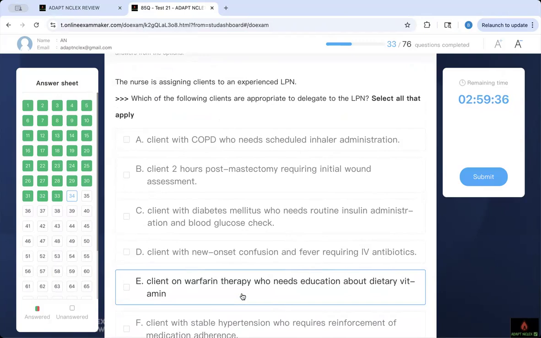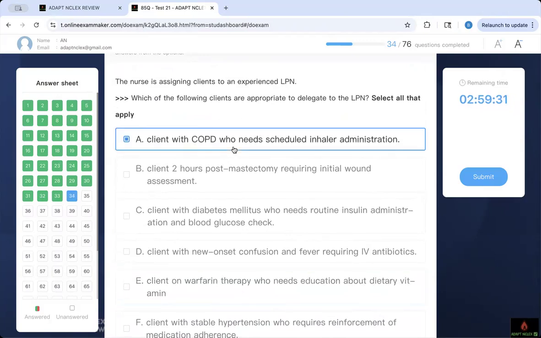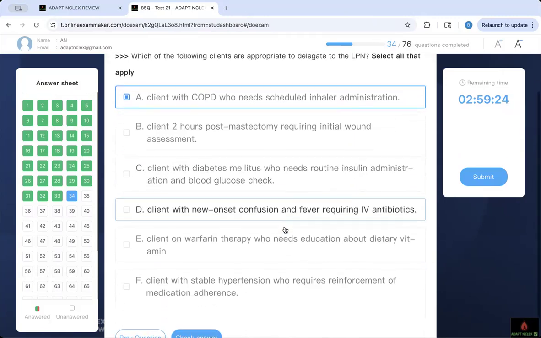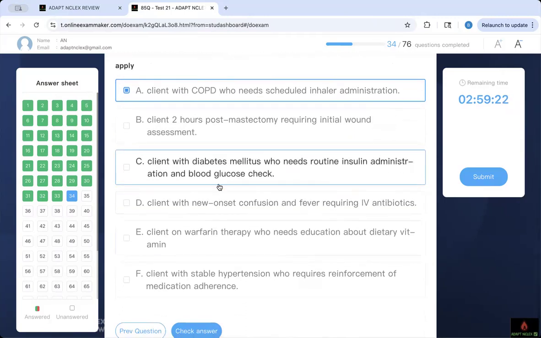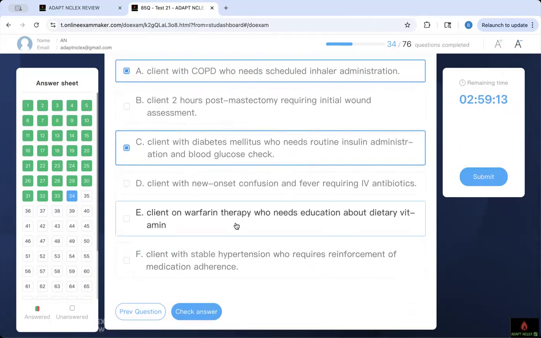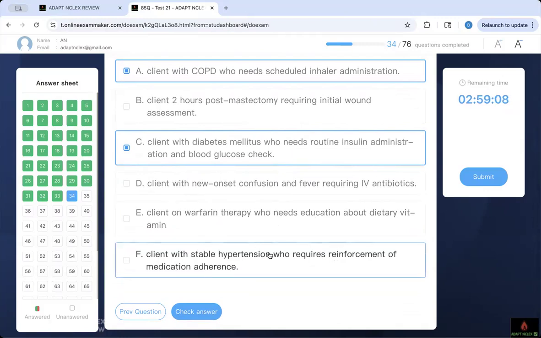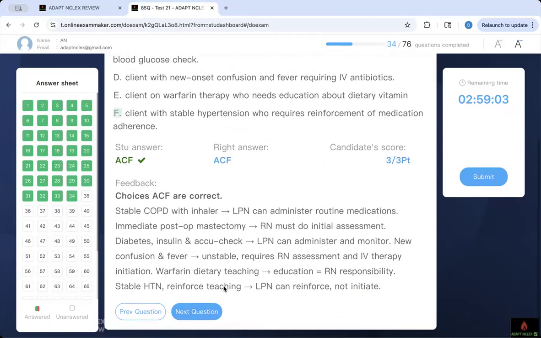What do you think? COPD patient, stable. Most medication, they can do that. Initial wound assessment has to be done by the RN. Diabetes patient routine insulin administration, should be able to do that. New onset confusion and fever requiring IV antibiotic needs assessment. On warfarin therapy, we need education by the nurse. Stable hypertension, reinforcement, the LPN can take care of it.